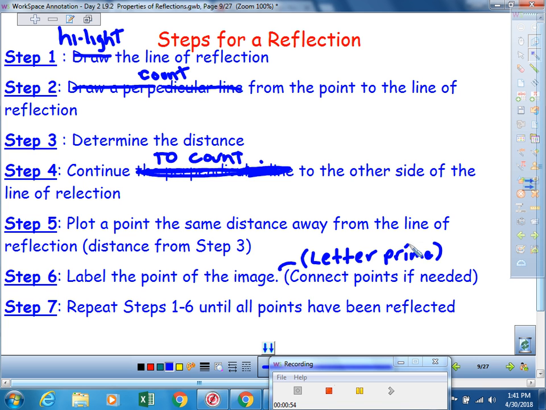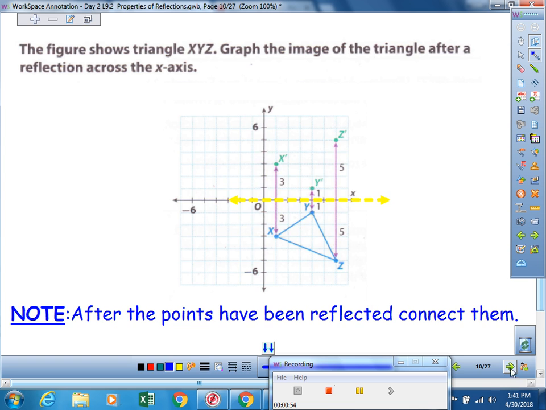And then repeat. So you take each point and you count how far away it is from the line of reflection. And then just go the same amount on the other side. So they're not all going to be 3 units away. One can be 3 units, one can be 2 units, one can be 5 units. Right? You've got to count each point. All right, so what does this look like?